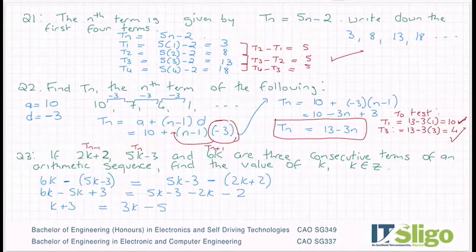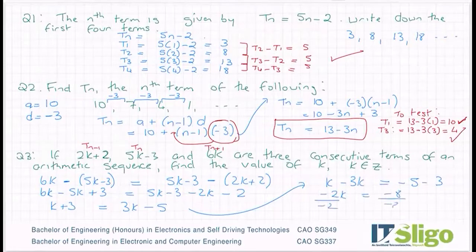Okay, letters to one side, numbers to the other. So I'll have k minus 3k. I'm just bringing all the k's to the left. And then on the right, I'll have minus 5 minus 3. So I'll have minus 2k being equal to minus 8. Divide by the number in front of your letter. K is equal to 4.